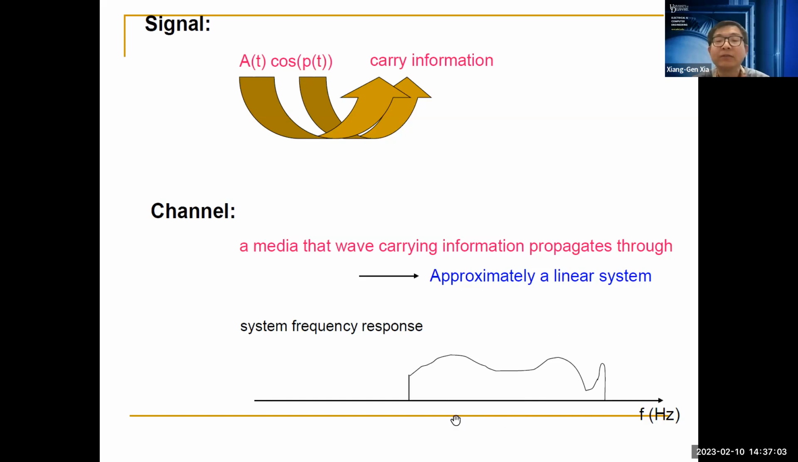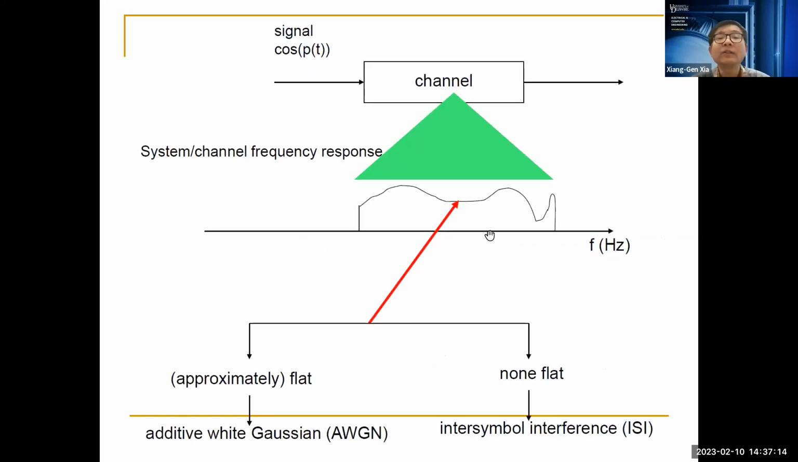its frequency response. For example, if you take the Fourier transform of the time domain system, you get the frequency spectrum here. For this channel frequency response, there are two types. The first is when this spectrum is flat or approximately flat, it's basically the additive white Gaussian noise channel, AWGN channel. If this spectrum is not flat, then you get intersymbol interference. We're going to go into more detailed math formulas, although simple, a little bit later.